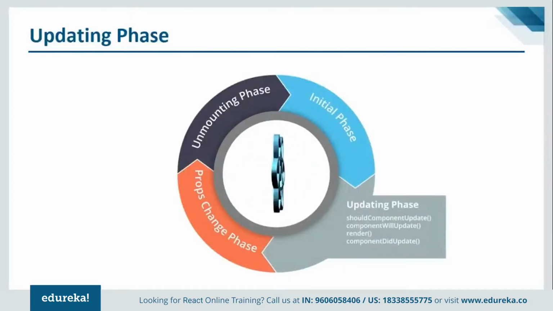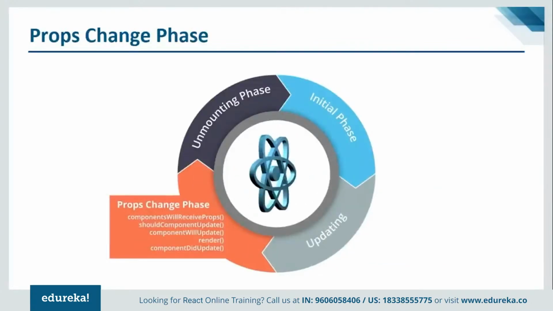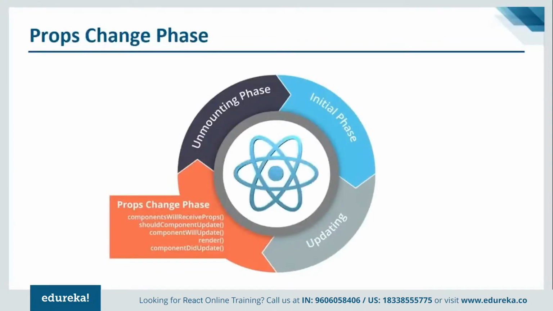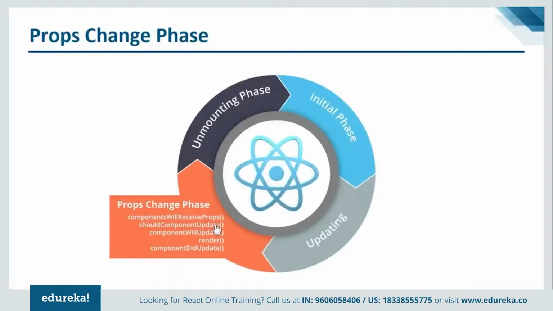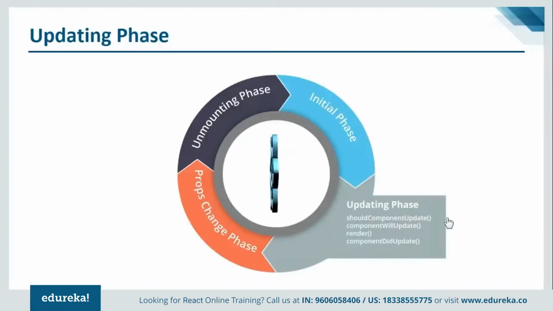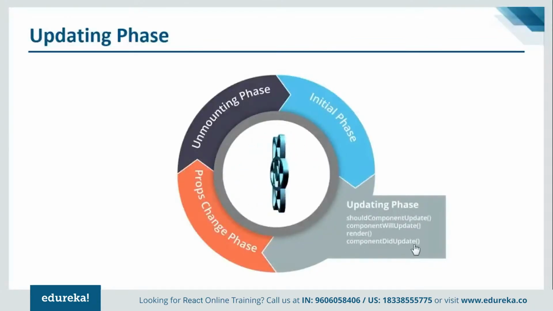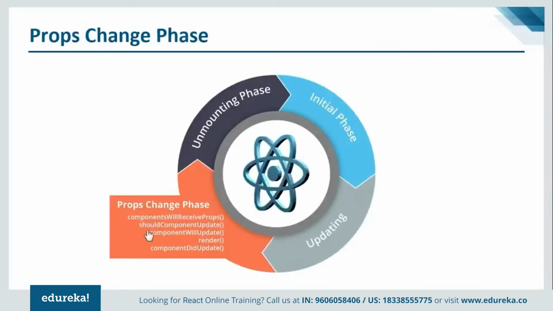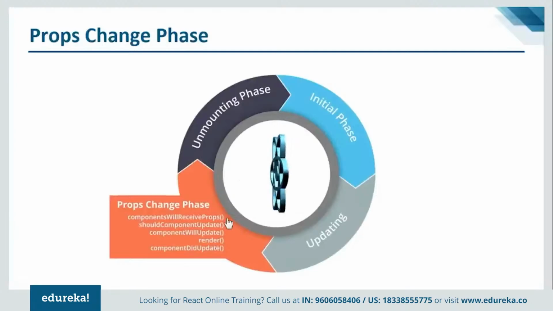So now let's move on to our next phase, that is the props change phase. After a component has been rendered into the DOM, the only other time the component will update is when a prop changes its value. Now this is when all these methods will be called. The only method that is new here is componentWillReceiveProps. If you want to compare, we can go back to the previous slide and you can see we have the shouldComponentUpdate method, componentWillUpdate method, render method and componentDidUpdate method. And in the next phase we have shouldComponentUpdate, componentWillUpdate, render and componentDidUpdate. So here only this method is new.